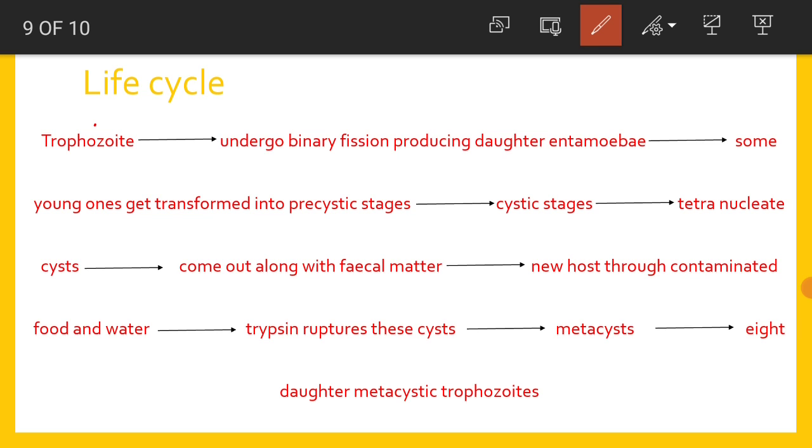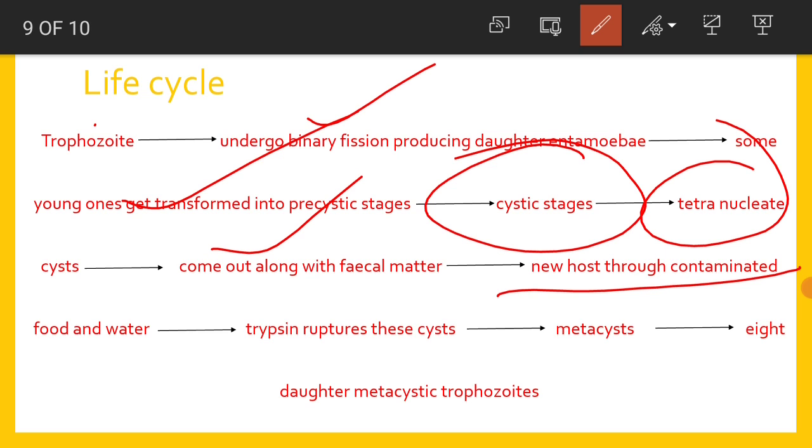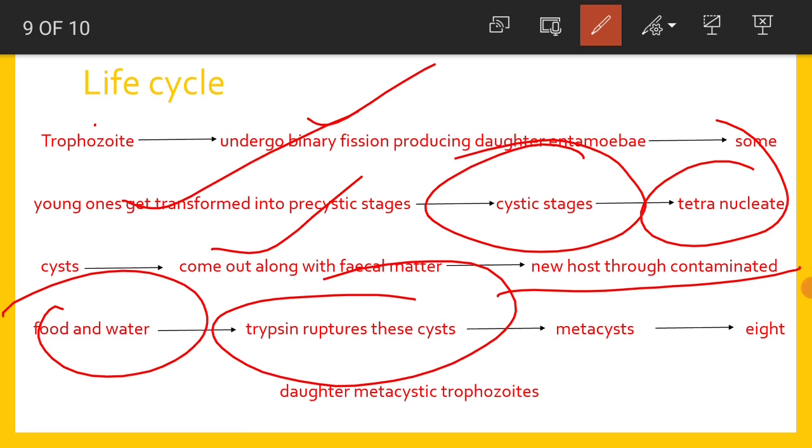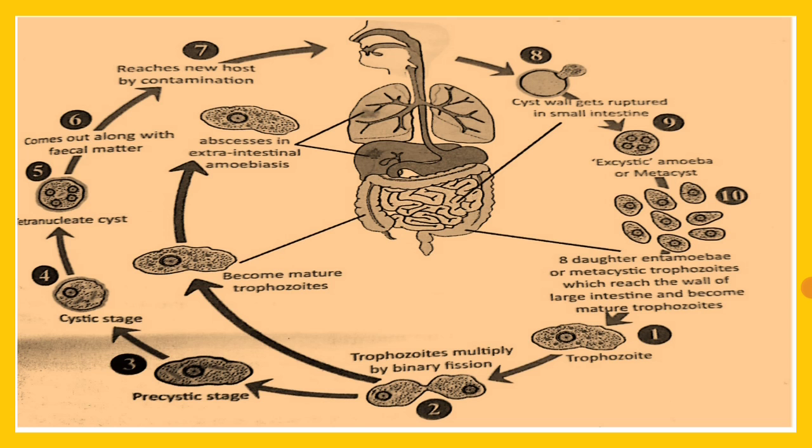Trophozoite is there. Later it undergoes binary fission producing daughter Entamoeba. Some young ones get transformed into the precystic stage, later into the cystic stage. Tetranucleate cysts are formed and come out along with the fecal matter. The new host becomes accessible because of houseflies, and by taking contaminated food and water, a new human being gets infected. Once the tetranucleate cysts reach the human intestine, the cyst gets ruptured because of trypsin activity, releasing metacystic forms, and ultimately 8 daughter metacystic forms will be released. This is a diagrammatic representation.